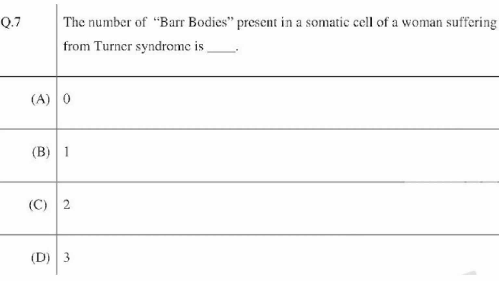So that X chromosome, if it becomes a Barr body, then X chromosomes will not be there in the female. So here no Barr bodies will be formed because only one X chromosome is present. So answer is option A.